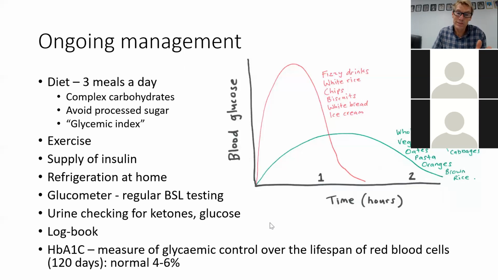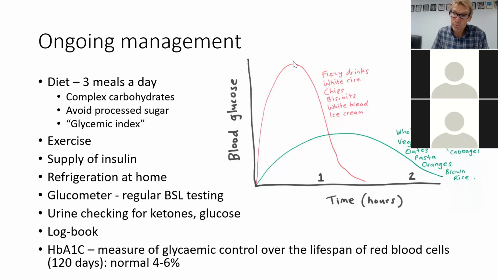And the reason for that is this thing called the glycemic index, which I haven't explained on this graph. If you eat these junk foods, these refined carbohydrate foods, then your blood sugar rises very quickly and then it falls quickly.